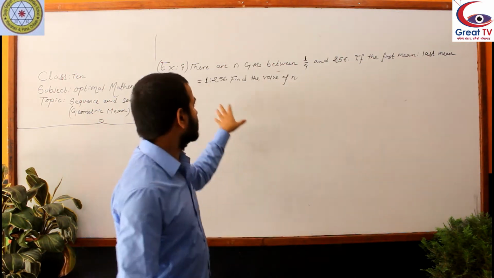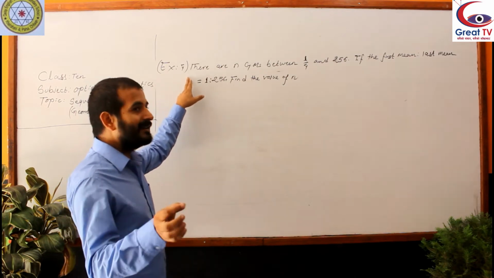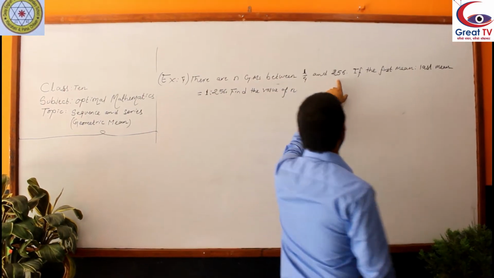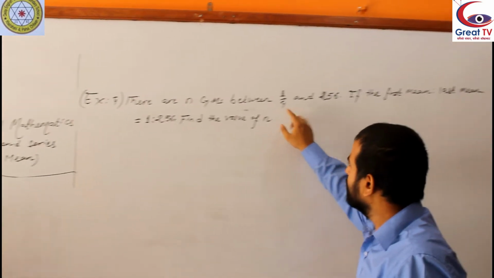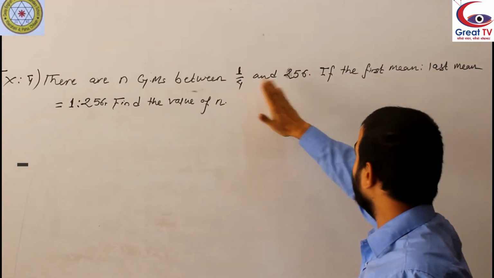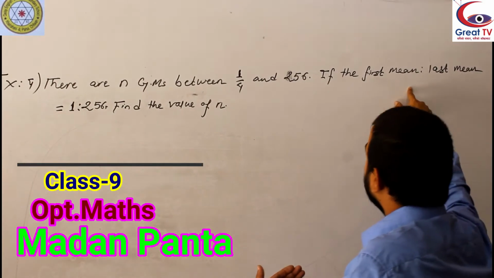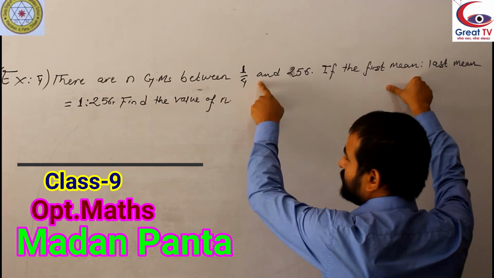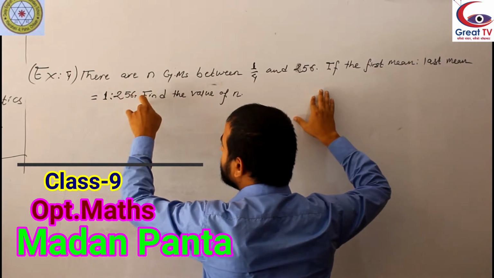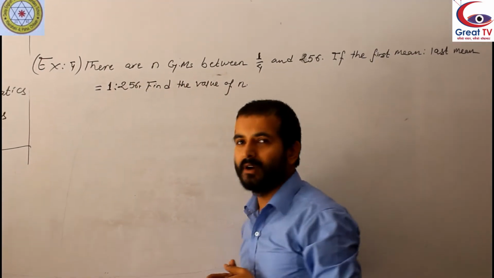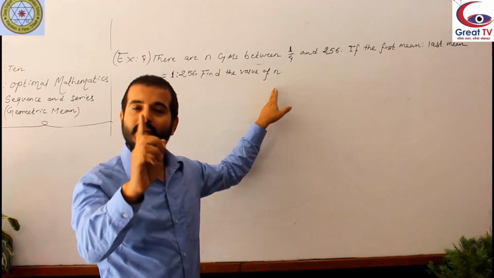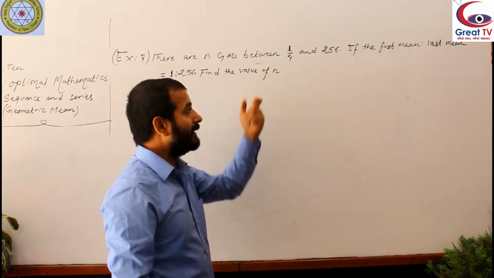So now I am starting example number 4. Now a little bit tough. Remember, there are n geometric means between 1/4 and 256. So don't forget, this series starts with 1/4 and ends in 256, first term and last term. The first mean means the number that comes after the first term. The ratio of the first mean and the last mean is 1:256. Find the value of n. Don't forget, when you solve geometric mean or arithmetic mean problems, n holds only one thing, that is the number of means. So you have to find the number of means.